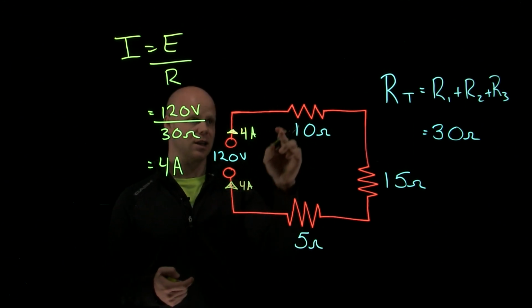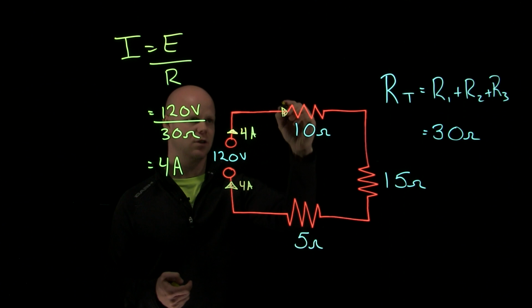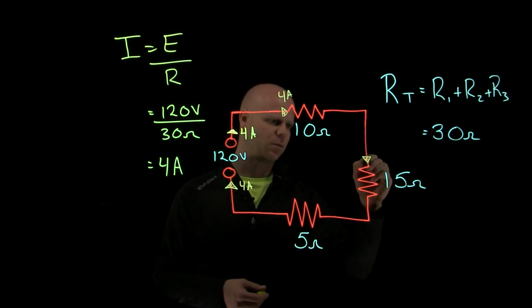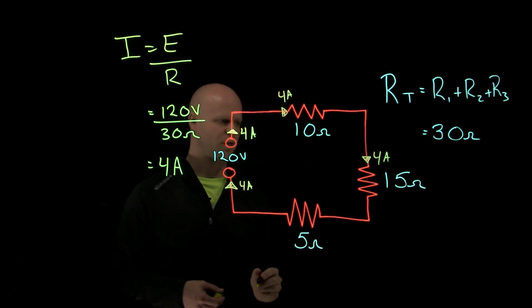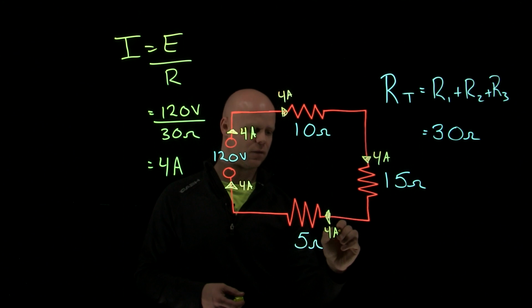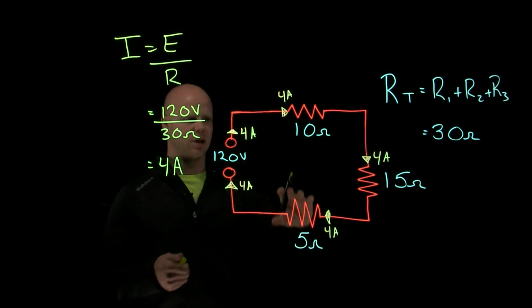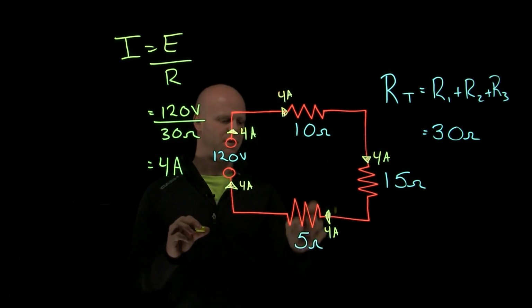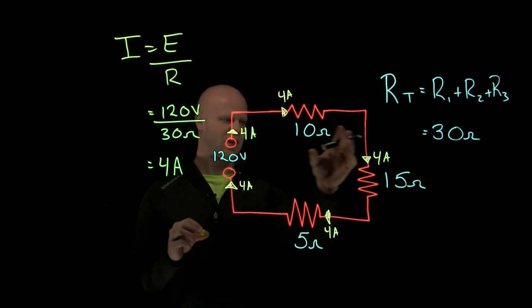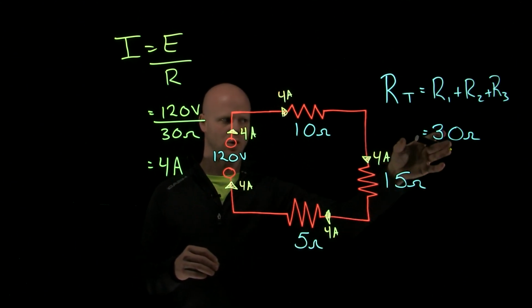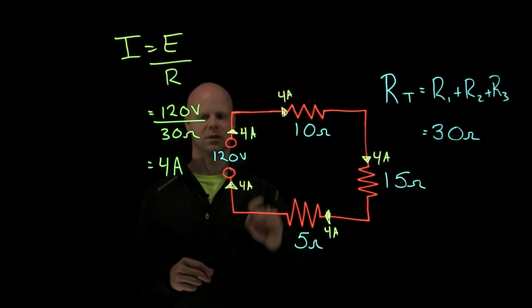So if we look at that, that means 4 amps has to be flowing through that first resistor. It would be the current that's flowing through that second, and it would also be the current flowing through the third. It makes absolutely no difference if the 5 ohm resistor was first, or if the 10 was second. The placement of these is irrelevant because their total opposition is what's going to determine the amount of current flow.